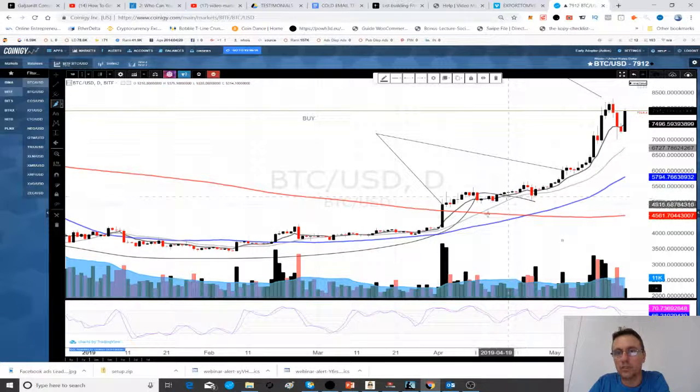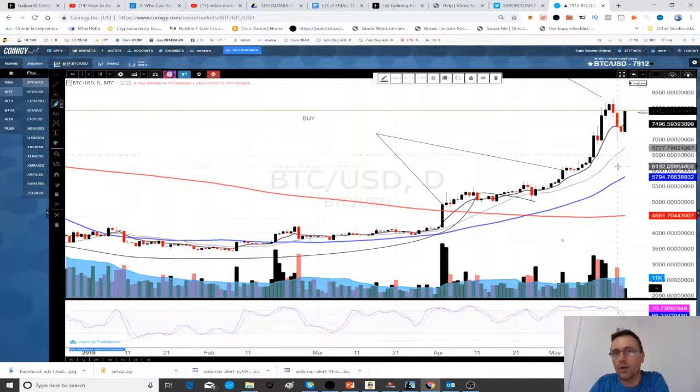From here, what I'm watching for is the 8 EMA. I want to see everything live above pretty much that 8 EMA. As soon as it closes below that 8 EMA, my general rule is to get out.